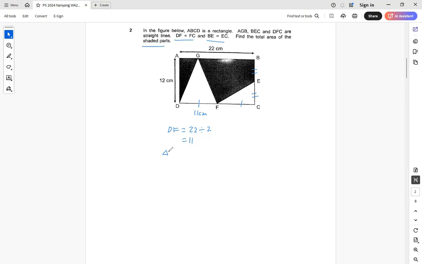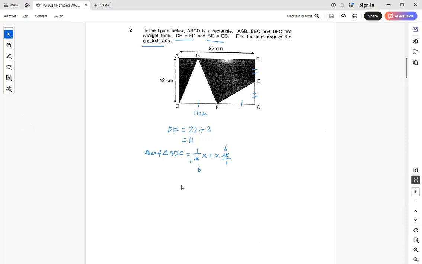So to find the area of triangle GDF, let me write it out. The area of triangle GDF will be half times the base, which is 11, times the height, which is 12. Same thing, you can use a calculator or your own calculation. I will simplify this fraction. This is 2 and this is 12. Both can be divided by 2. 2 divided by 2, I get 1. 12 divided by 2, I get 6. So this just becomes 1. 11 times 6 will give us 66. So the area of this first triangle here is 66.